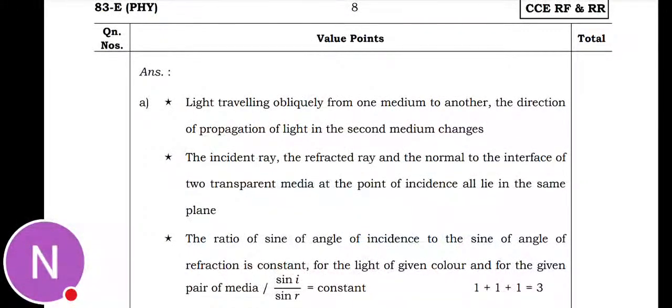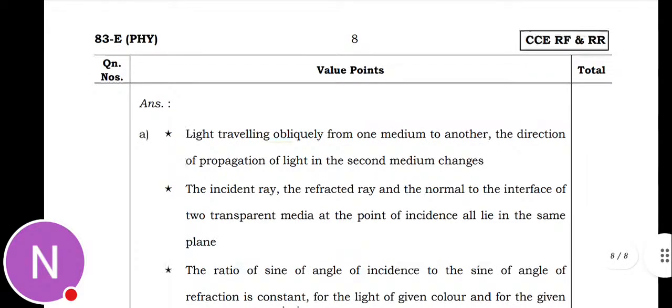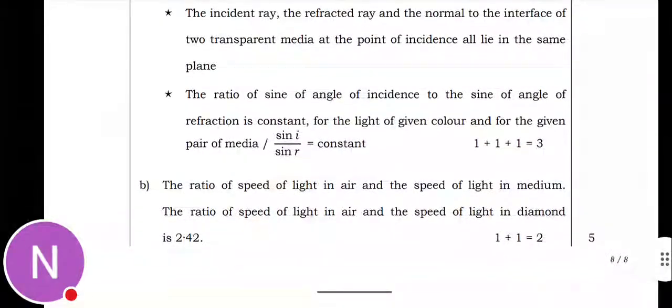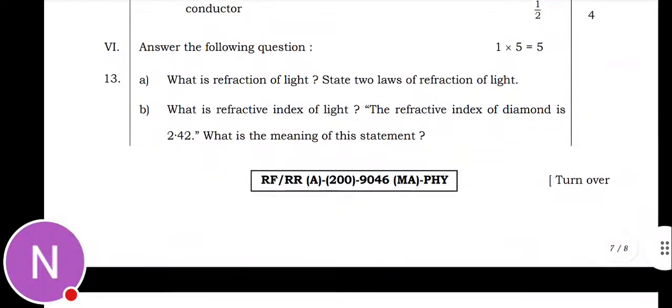Refraction of light: light traveling obliquely from one medium to another, the direction of propagation of light in the second medium changes. The incident ray, the refracted ray, and the normal to the interface of the two transparent media at the point of incidence all lie in the same plane. And the ratio of the sine of the angle of incidence to the sine of the angle of refraction is constant for light of a given color and for the given pair of media, sin i by sin r is equal to constant. So this is the answer for A question. You will get 3 marks.